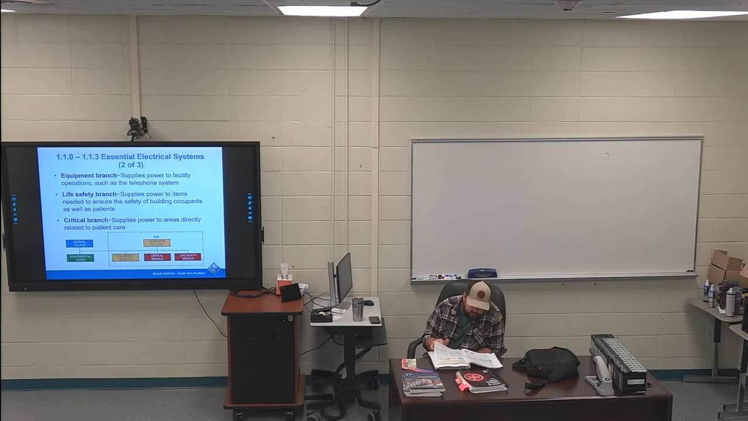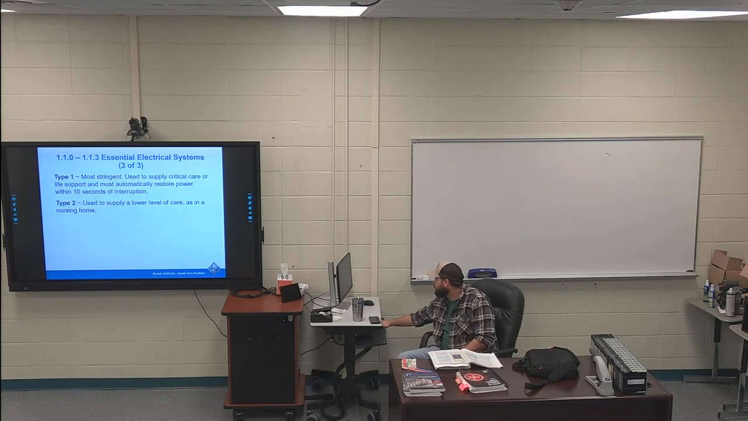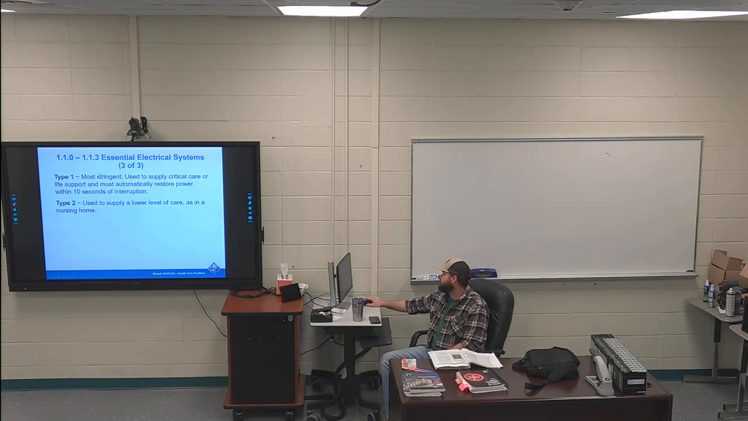Like I said, there's two different types for the EES, or essential electrical systems: type 1 and type 2. Type 1 is the most stringent, used to supply critical care or life support, and must automatically restore power within 10 seconds. Type 2 is used to supply a lower level of care, as in a nursing home.